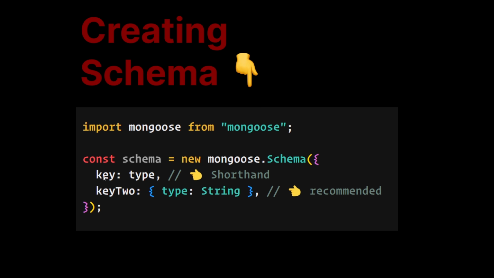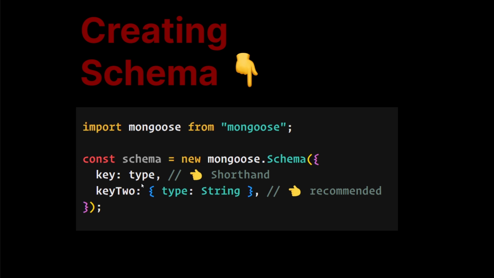Like if this is a name and we want to store a string inside there, we are going to be providing String right here, and this is the shorthand or the shorter way of writing your key and value, like key and type. And this is a bit longer way and the recommended way to write your Mongoose schemas right here. So we are going to be writing some sort of a key, and then curly braces, and inside these curly braces we are going to be providing the types and a specific property to that type.